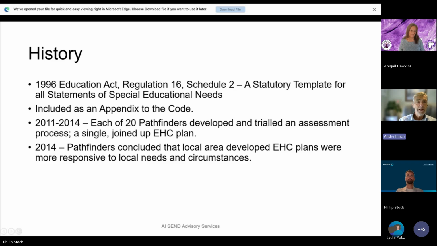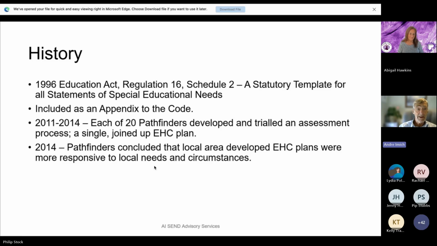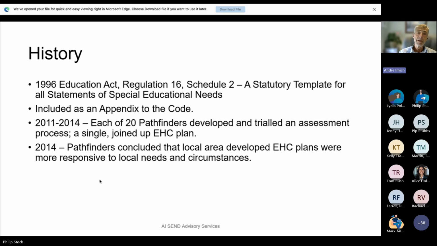Prior to that, really since 1981 and reinforced in the 1996 Education Act, there was a single template for every statement of special educational needs. So the last statutory underpinning of that was in 1996. But there had been a template for a statement since 1981, since the 81 Act introduced statements to England. So we had a single national template right up to 2014.